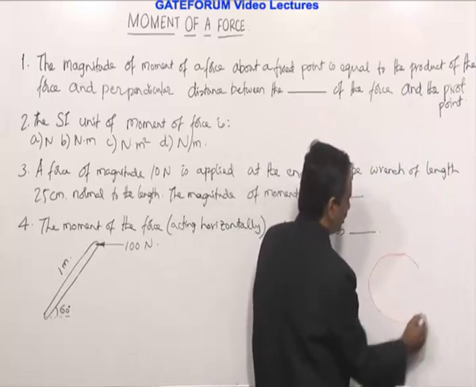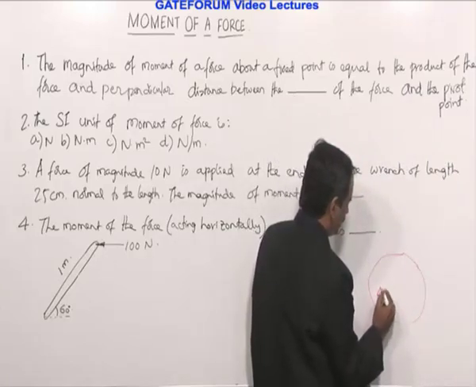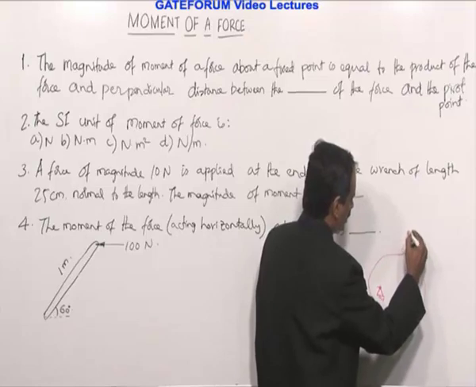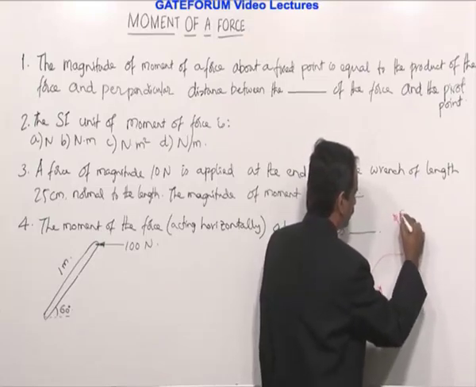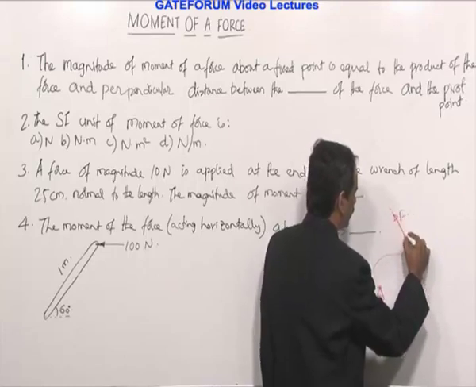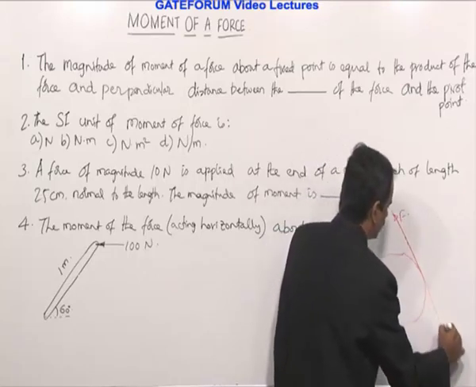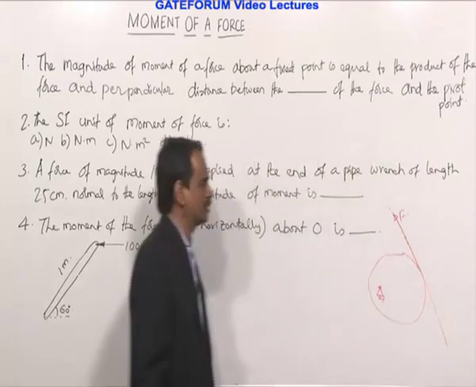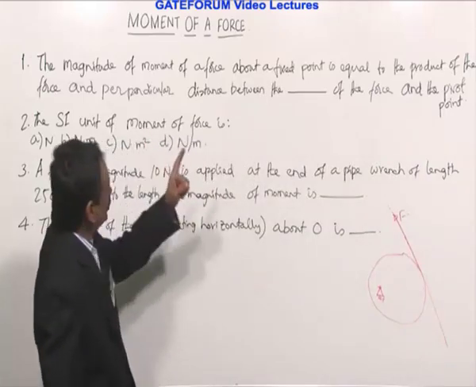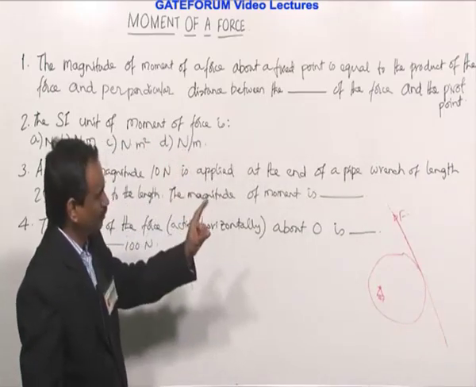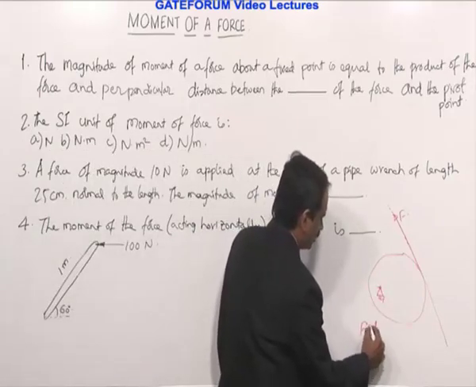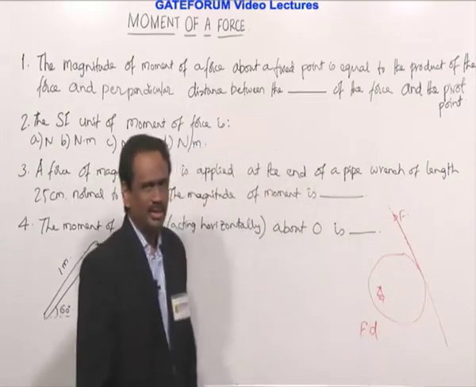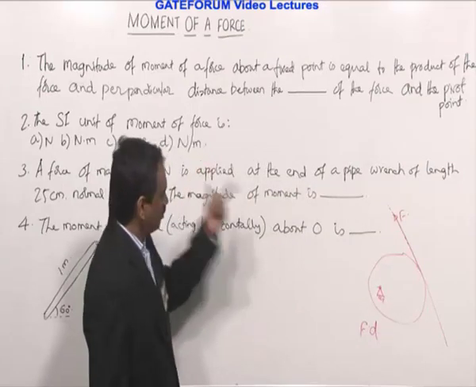So a body is here and this is the pivot point about which the body is being rotated by the force. If this is F, this is the line of action of the force. So magnitude of moment is what? Product of force times the perpendicular distance of what?